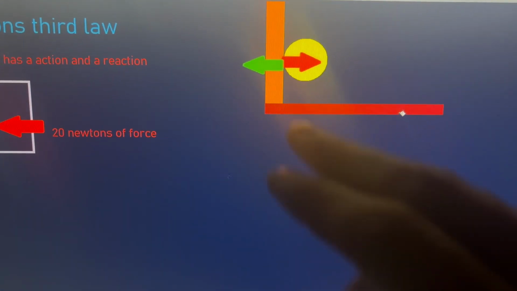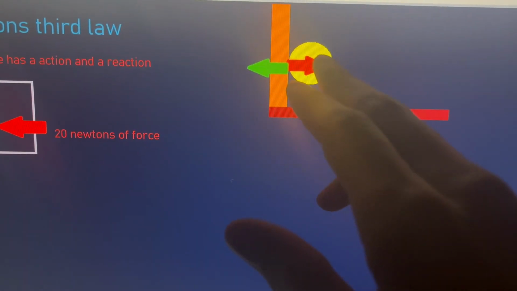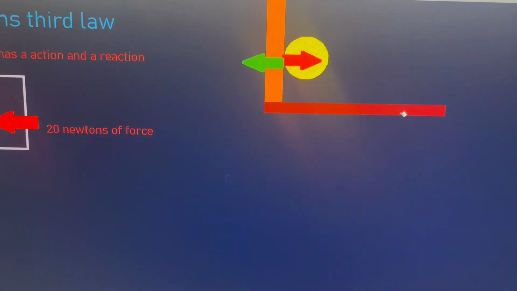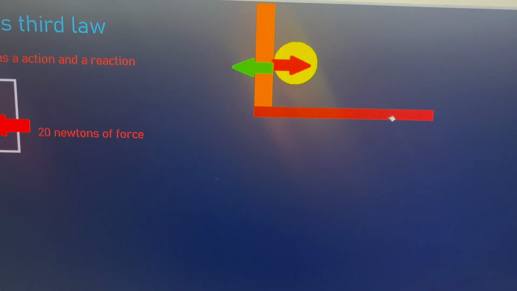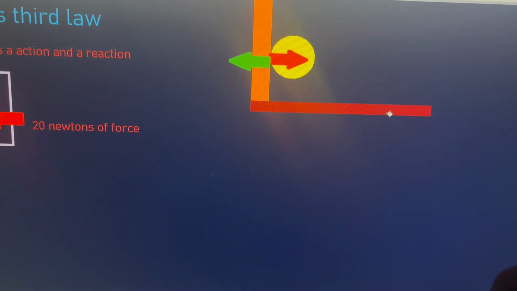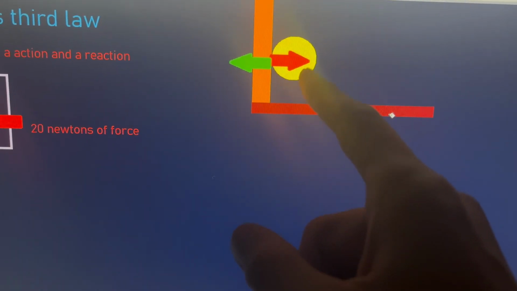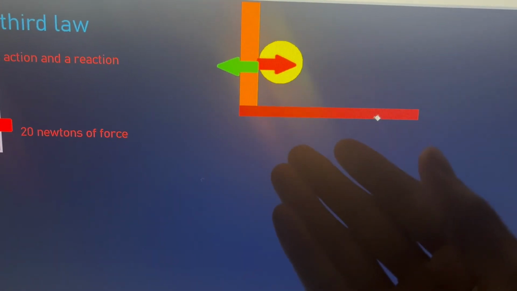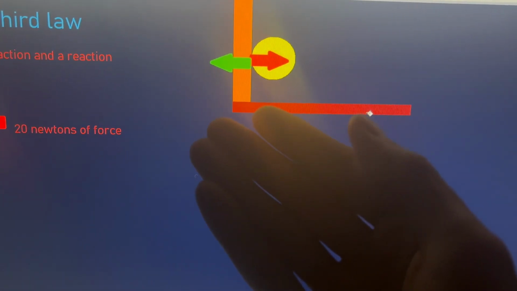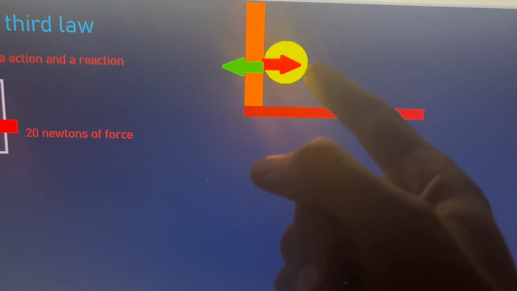So let's say that this orange square is a wall and this yellow circle is a ball. And it's been shot at this wall with a certain amount of force. And it creates an action, which is the force hitting the wall. And it creates the opposite and same reaction, same amount of force back at the ball.